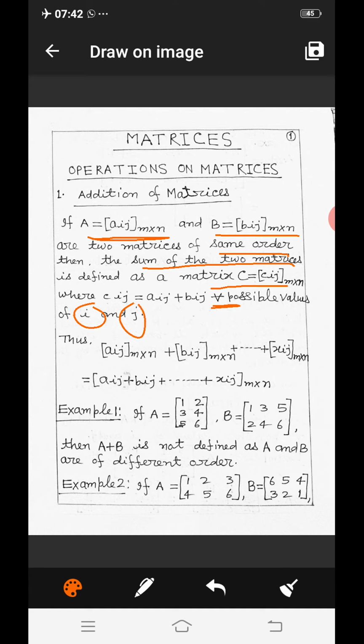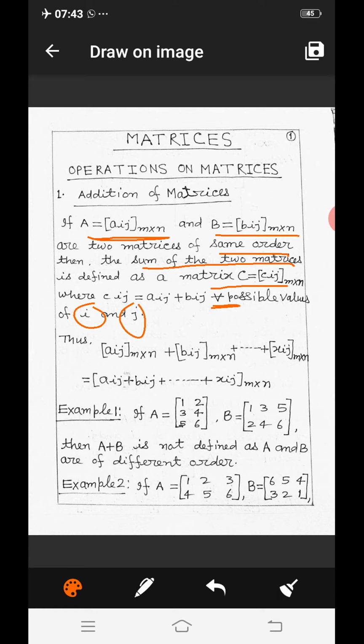Dear students, it must be clear that the sum of two matrices of order M by N is also a matrix of order M by N. The result can be extended to the sum of any number of matrices provided they are of same order.